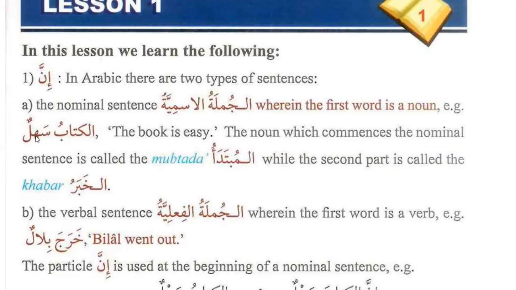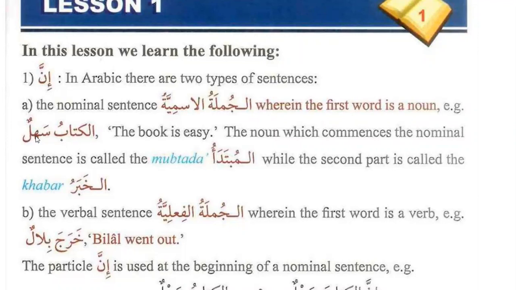Okay. In this lesson, we learn the following. Number one, in Arabic, there are two types of sentences. A, the nominal sentence or al-jumlatul ismiyah, wherein the first word is a noun. Example, al-kitabu sahlun. The book is easy.